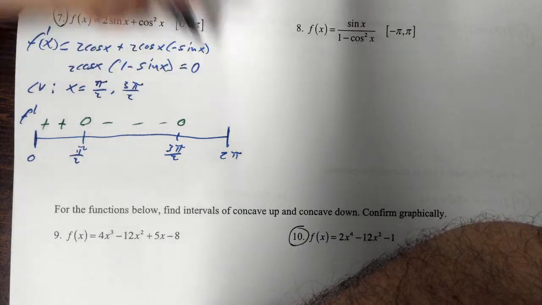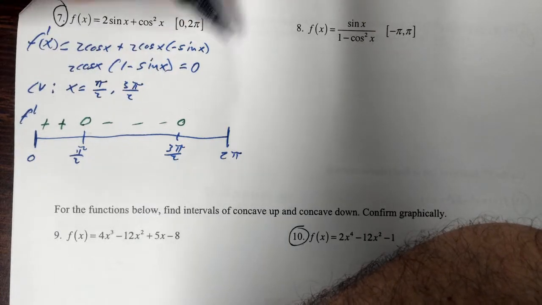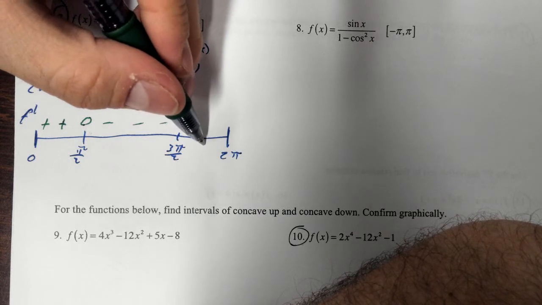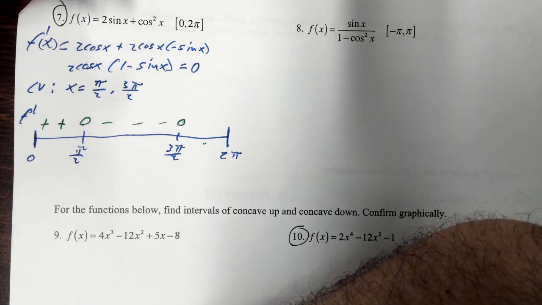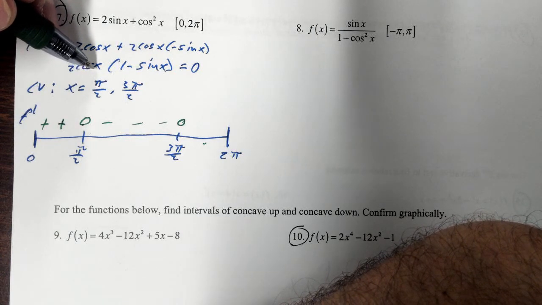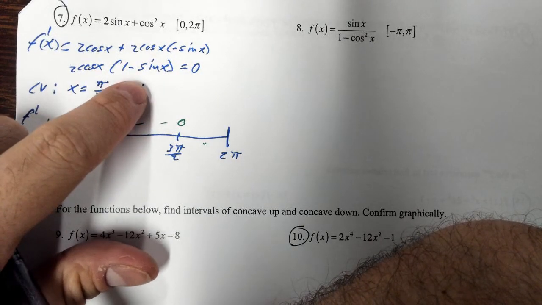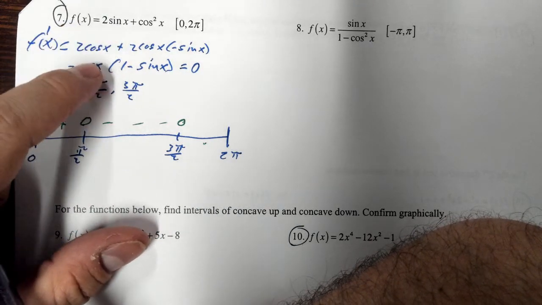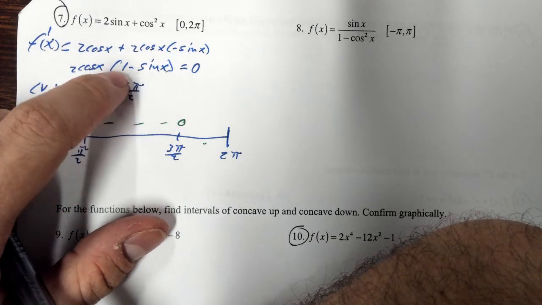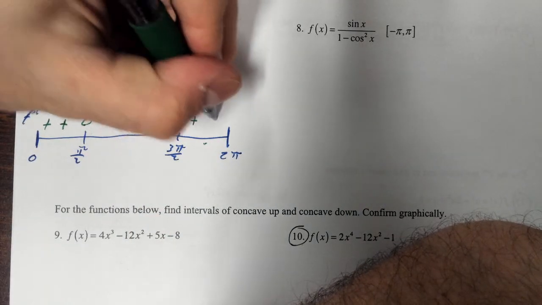And then afterwards, if I picked like 7 pi over 4, which is like right there, cosine would be positive. Right? Yeah, cosine positive. And sine would be negative, but you'd have 1 minus a negative, so you'd end up adding. So positive times positive, positive, yeah.